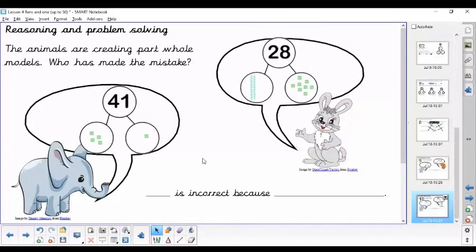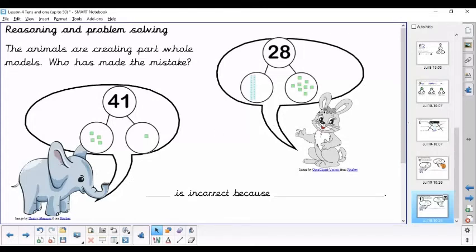Let's have a look at this one. Different animals this time, and they're still creating part-whole models. Who's made a mistake this time? Pause the video, write your answer, or talk to the person next to you about it. Okay, so we know that there is an animal that has got the part-whole model incorrect.